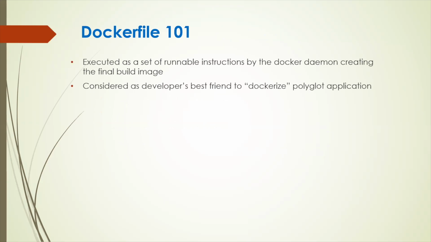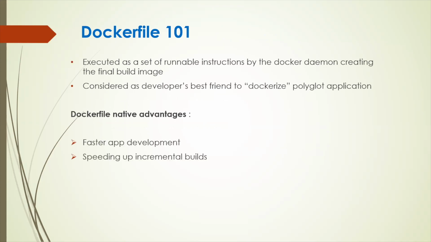Okay, so a Dockerfile, as we know, is basically an instruction set which helps a developer build a runnable image. You mention a set of instructions within that file, and then pass it to the Docker daemon, which finally creates a build image. It's considered a best friend for a developer to Dockerize any polyglot-based applications. And Dockerfile definitely has certain advantages: faster application development, speeding up incremental builds, as well as easier management and scaling up of containers.